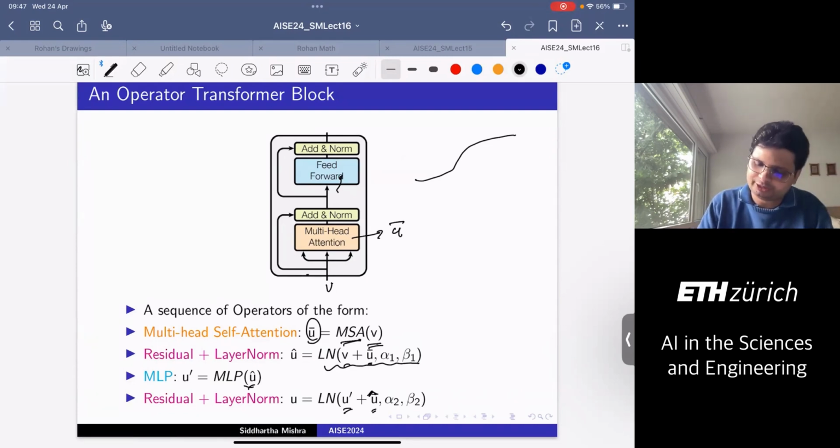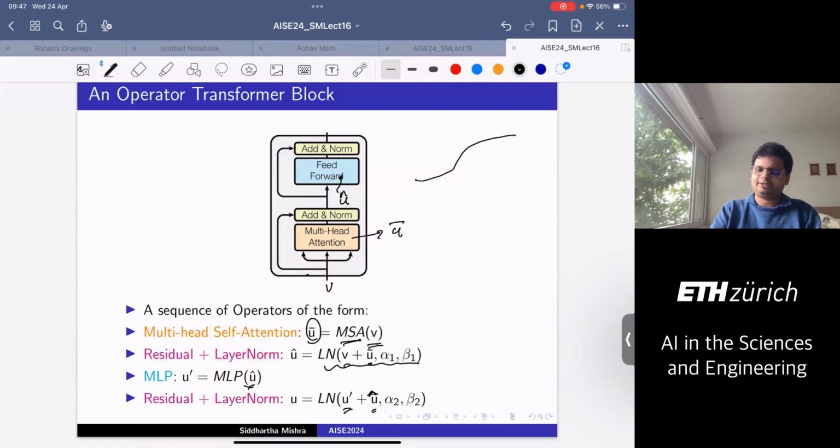So what you do is that here you have U hat, right? And this is the object that is added. Okay, so thanks for pointing out there was a typo there. Good. So then that clarifies it.